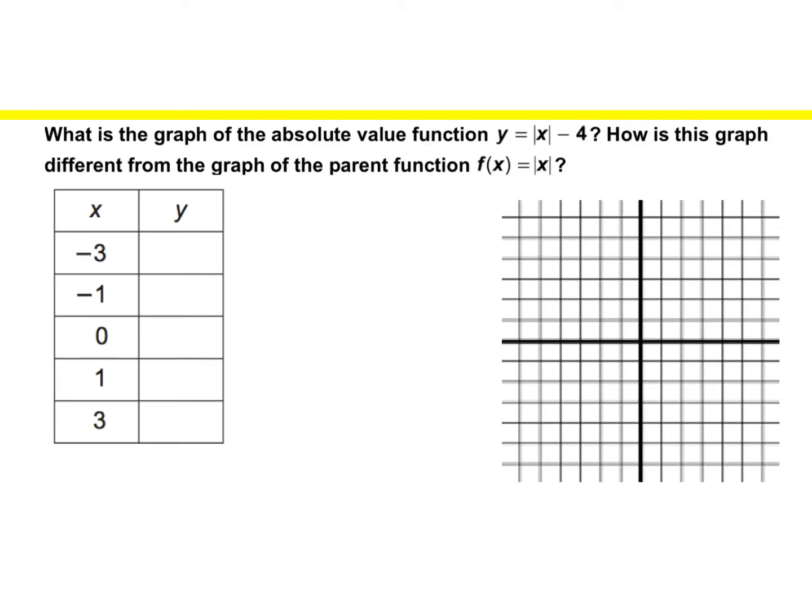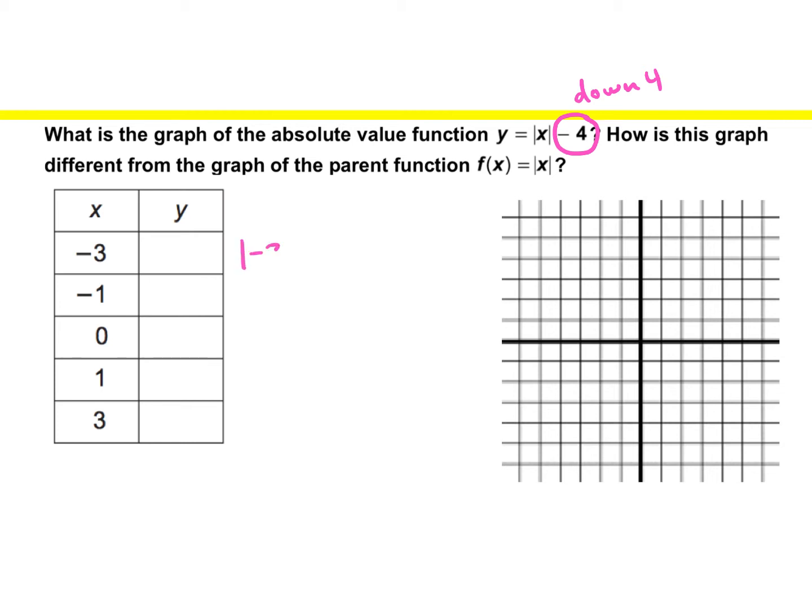The next one says, what is the graph of the absolute value function y is equal to absolute value of x minus 4? How is the graph different from the graph of the parent function? So remembering our transformations that we learned Friday and that we practiced yesterday, what is this minus 4 on the outside going to do to our graph? It moves it down 4. So let's plug in all of our values for x and get numbers for y and see what that does when we plug them in.